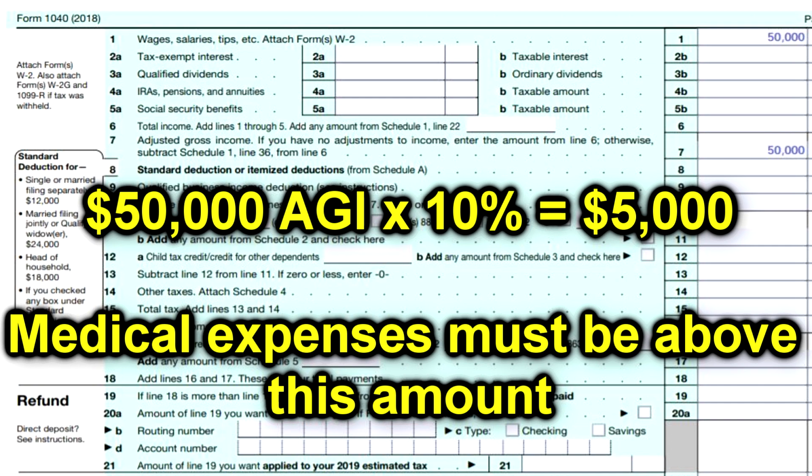So that's how that works. So just be careful on that. A lot of people just say, oh yeah, you can take it out for medical expenses. Yes, but only those medical expenses that exceed 10% of your AGI for the year.